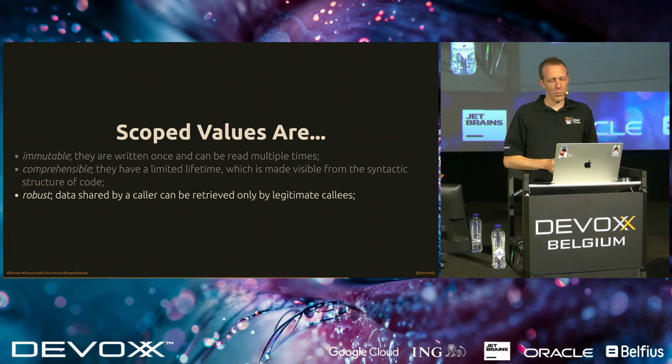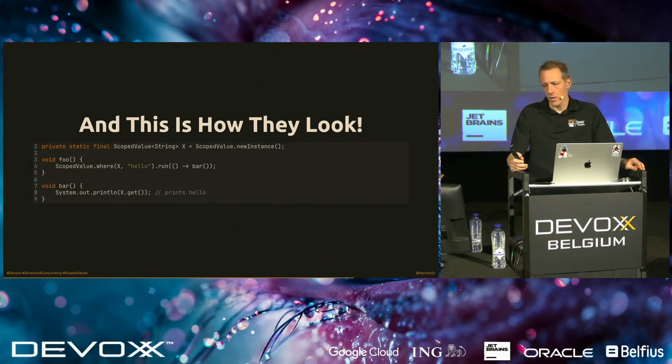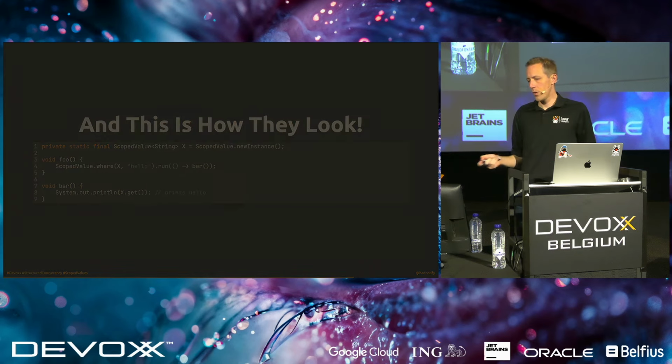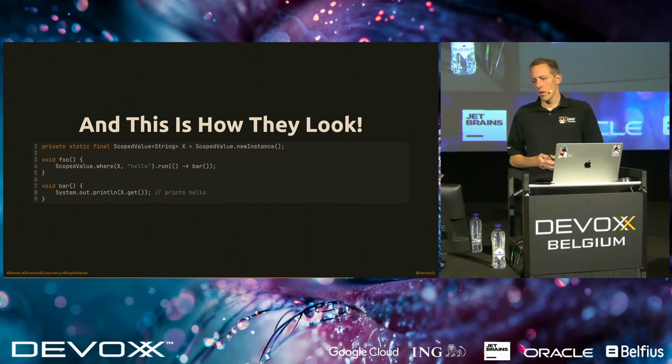And it will become a lot clearer when we look at the form they present themselves in. This is how they look with a bit of pseudo code. So a scoped value can be created by calling ScopedValue.newInstance, like here. And it is again a wrapper type around an object, a class, in this case a string, but it can be anything.